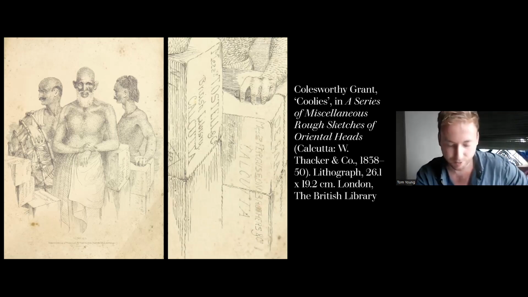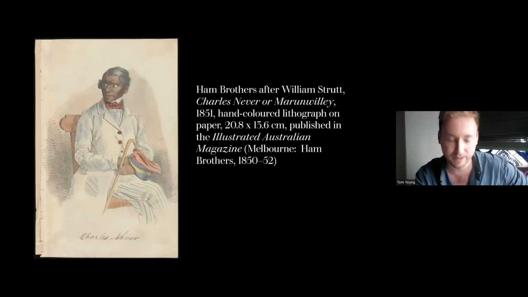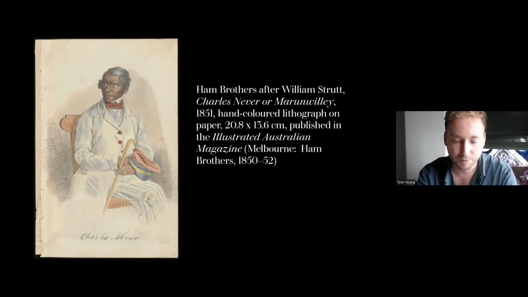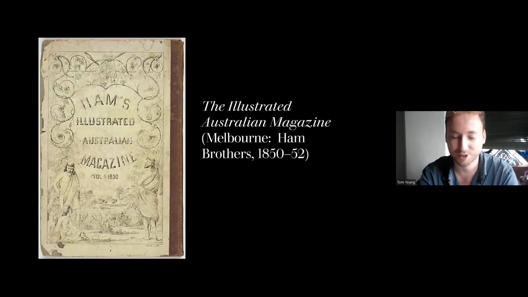Similar issues attend an autographed portrait of an Aboriginal man named Maranwali, who adopted the name Charles Never. Born near the Lower Murray River in the settler colony of New South Wales, Maranwali received an English education at Merry Creek Aboriginal School. His portrait was published in the Illustrated Australian magazine, a periodical that, like some of the other periodicals we've heard, only had a short run between 1850 and 1852, but shared the liberal political ambitions and interests of both La Ilustración Mexicana and the India Review.